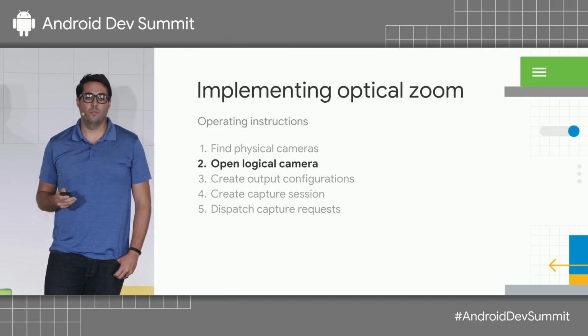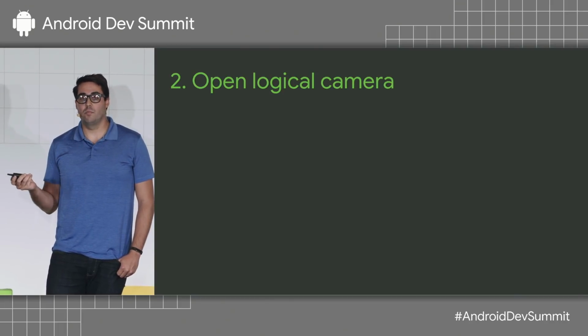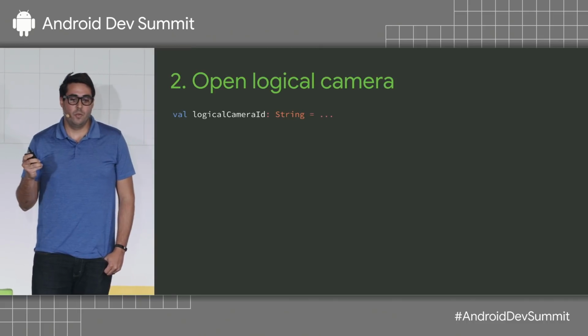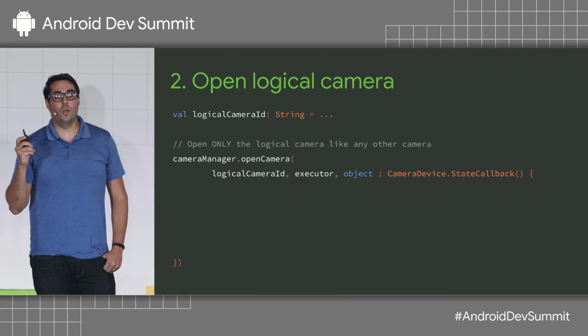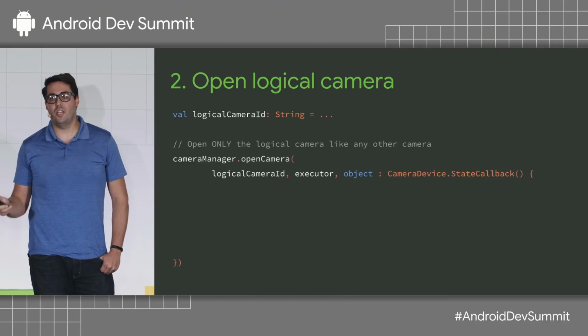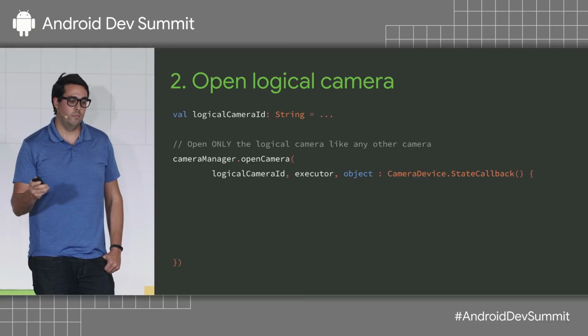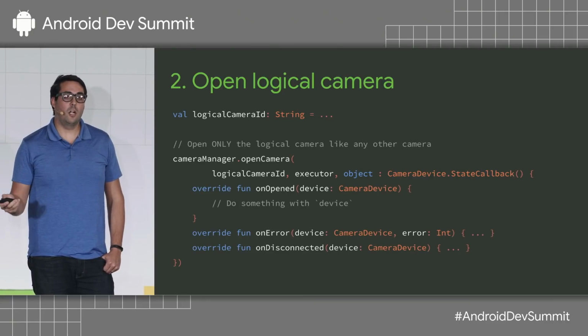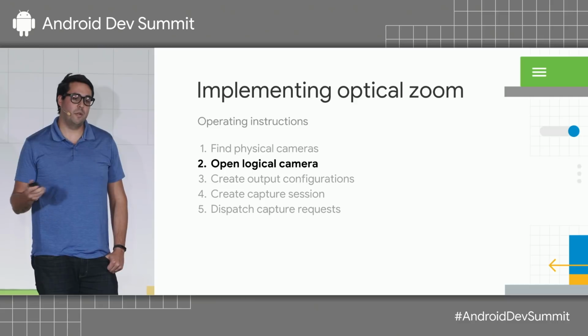On to the next step, open logical camera. The second step is nothing new. We open the camera. Recall the logical camera ID we saved earlier? That is the only one we use to pass to the camera manager. So to reiterate, we only open the logical camera. The state callback will be triggered when the device is ready. We have now opened the logical camera.